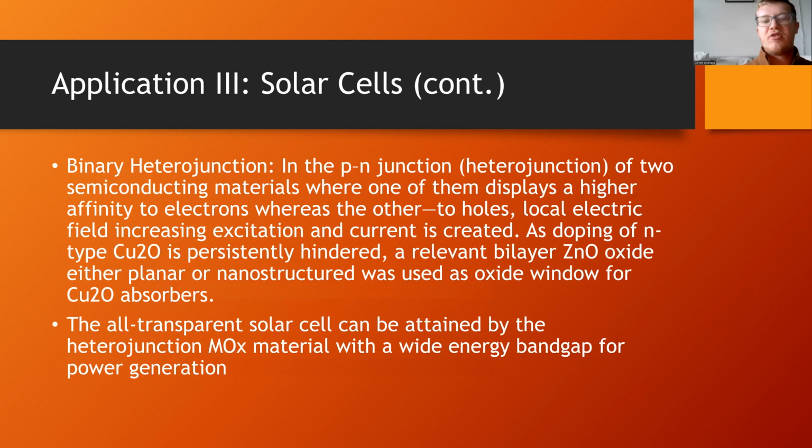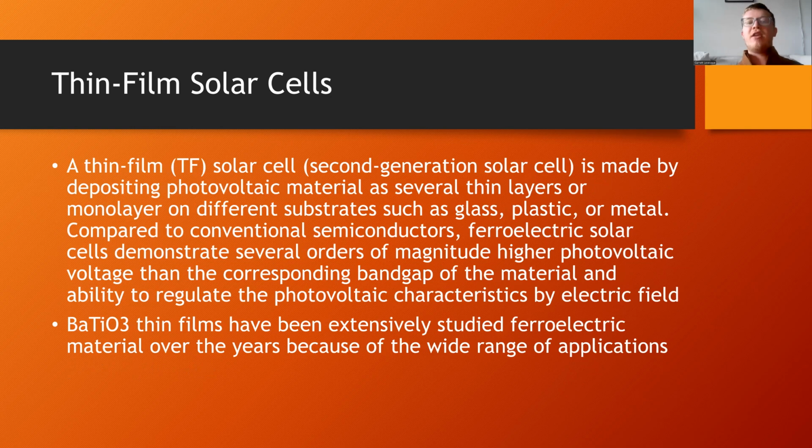I'd like to talk a bit more about solar cells. In the binary heterojunction of two semiconducting materials, where one of them displays a higher affinity to electrons, whereas the other to holes, local electric field increasing excitation and current is created. As doping of n-type cuprous oxide is persistently hindered, a relevant bilayer zinc oxide, either planar or nanostructure, was used as oxide window for cuprous oxide absorbers. Additionally, the all-transparent solar cell can be attained by the heterojunction metal oxide material with a wide energy band gap for power generation. Now I'd like to talk about thin film solar cells.